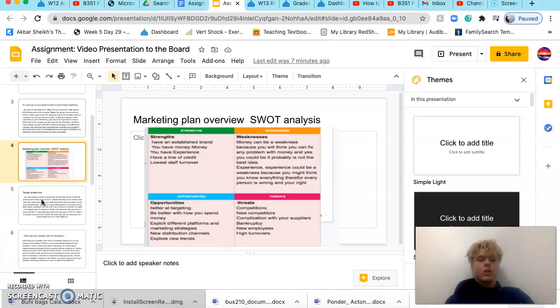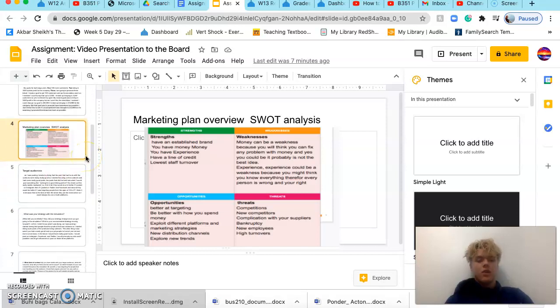An overview of your marketing plan. The two things I thought were most important were the SWOT analysis and my target audiences. The SWOT analysis has your strengths. So your strengths are the established brand, you have money, you have experience, you have line of credit, you have lowest staff turnover. Some weaknesses could be money.